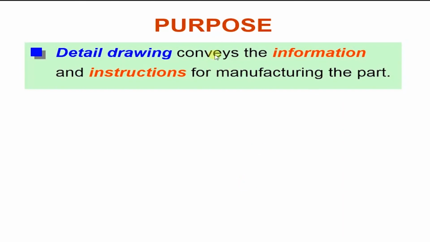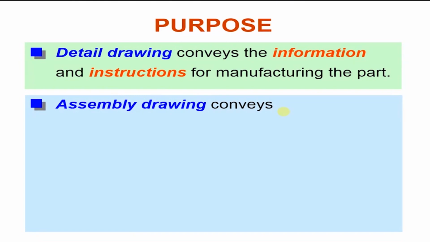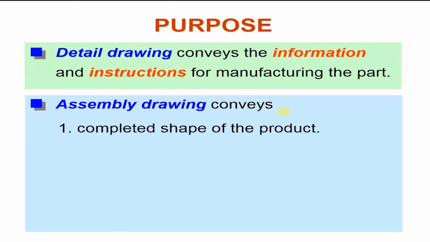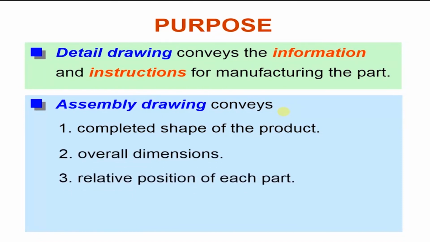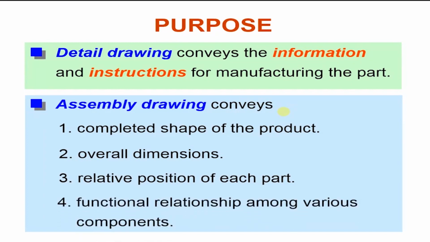The purpose of detailed drawing is to convey the information and instruction for manufacturing the part. So I will convey the information that has been drawn on sheet or on paper and the instruction to the real part. The purpose of assembly drawing is to convey a completed shape of the product and overall dimension, all the details, convey the relative position of each part and the functional relationship among various components. So I will convey all of them to the real part.